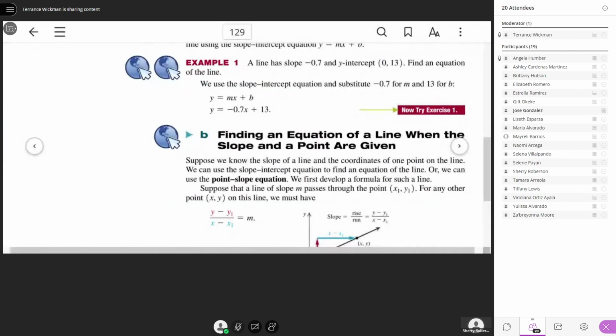Yes. Okay, so this says here, example 1, a line has slope negative 0.07. So you put in negative 0.07, just like it shows. It says the y-intercept is 13. You put 13. So if you're given this information in line 1 on the test, you should be able to come up with this.